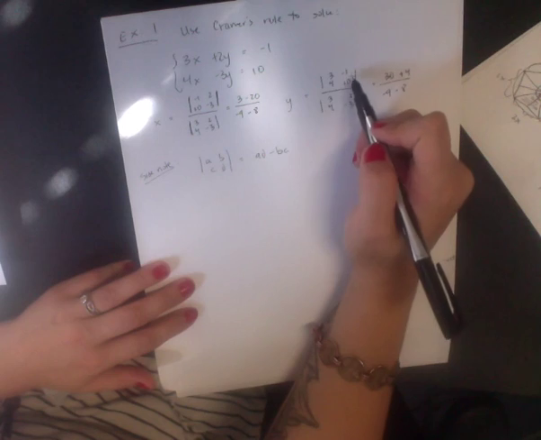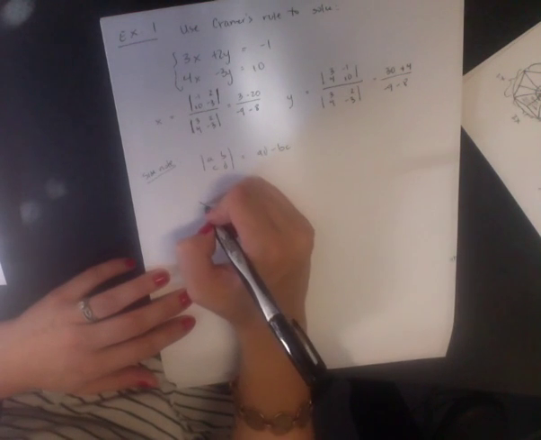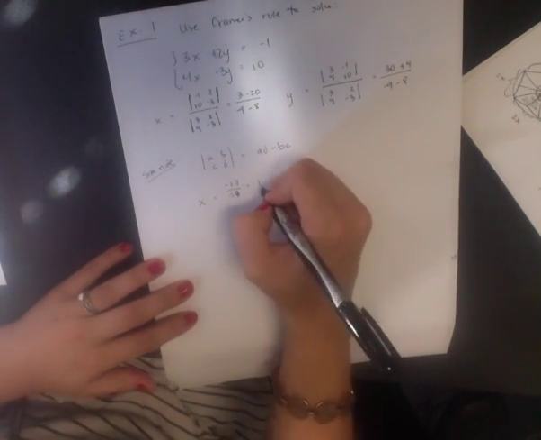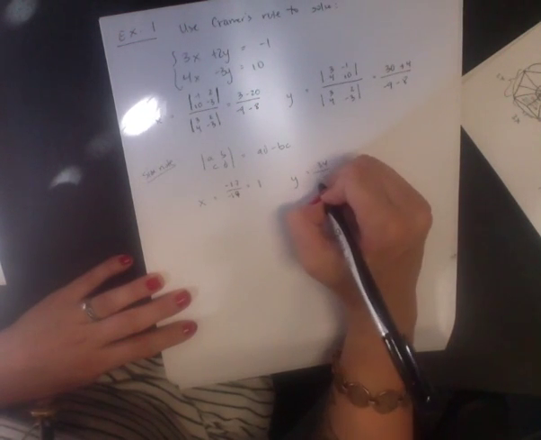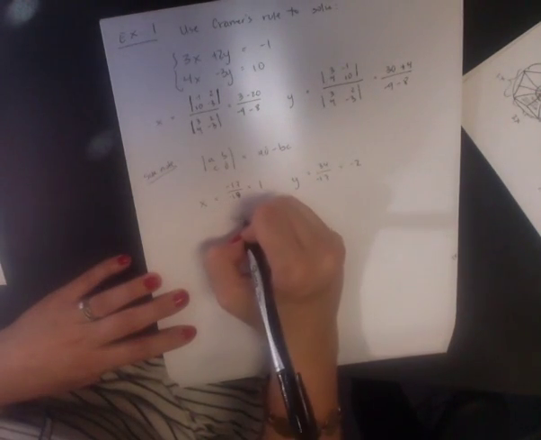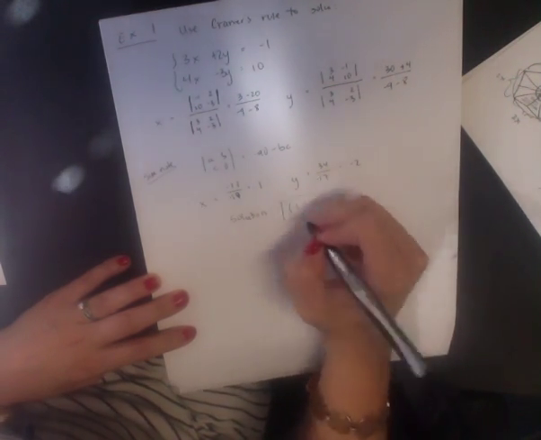Look, notice this was a minus -4. That's how it created a plus. So, bringing it down here, I will have -17 over -17, which gives me 1. And I will have 34 over -17, which gives me -2. So my solution, we always write as an ordered pair, is x comma y, or 1, -2.